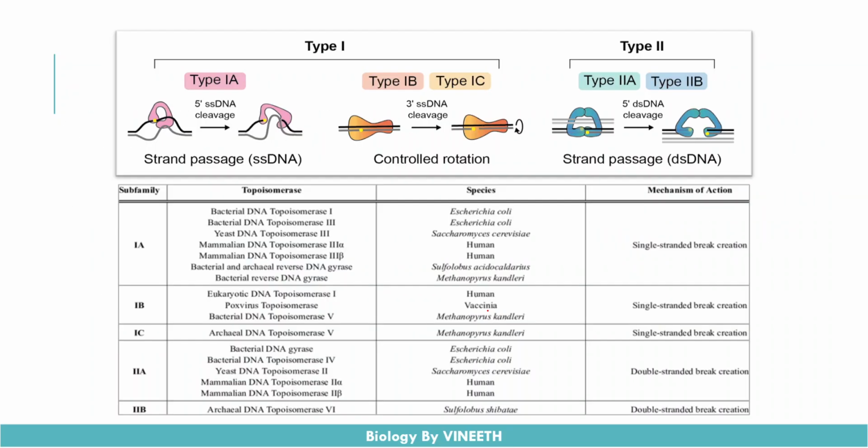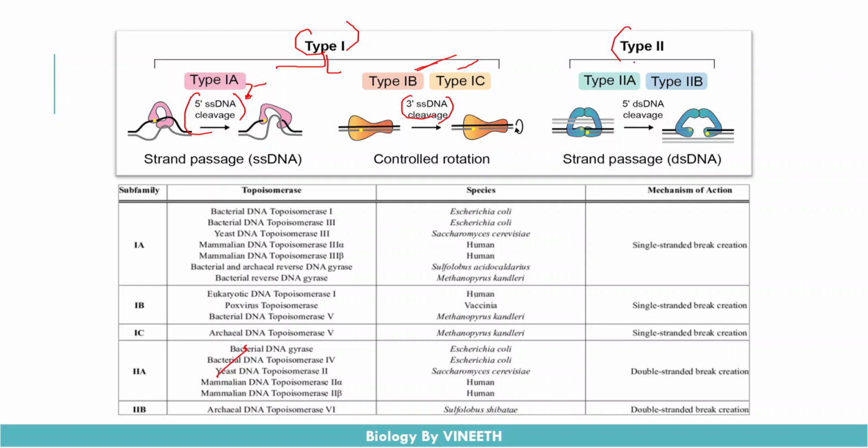This is the classification, and I have also given a lot of mechanisms of action of this topoisomerase, and the species which contain this kind of topoisomerase. Type 1 topoisomerase is subdivided into type 1A, 1B, and 1C. The main difference between 1A and 1B is the formation of the transient covalent bond. Type 1A forms it with the 5' phosphate, while type 1B and 1C form it with the 3' phosphate.